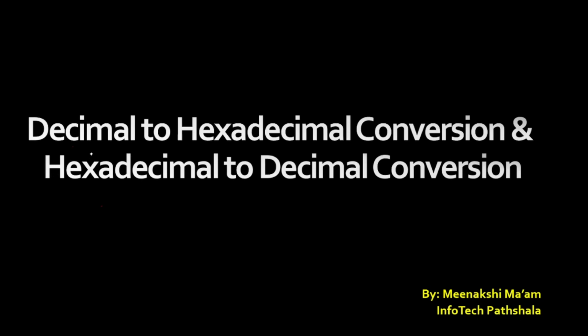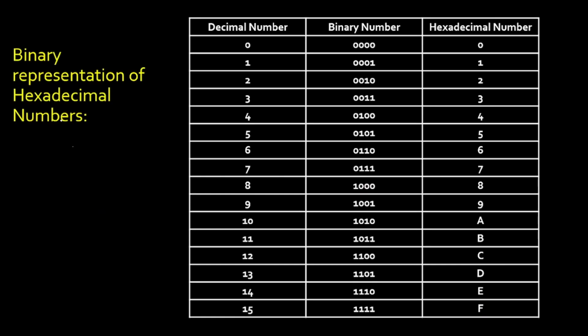In this video, you will learn decimal to hexadecimal conversion and hexadecimal to decimal conversion. So let's start. First, I would like to explain binary representation of hexadecimal numbers and decimal numbers. As you can see on the screen, there is a table given where decimal numbers and their equivalent binary numbers and hexadecimal numbers are given.